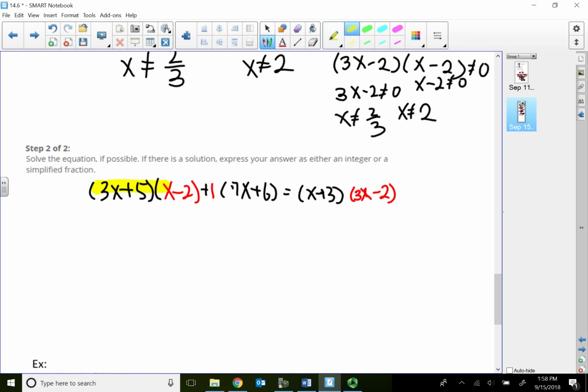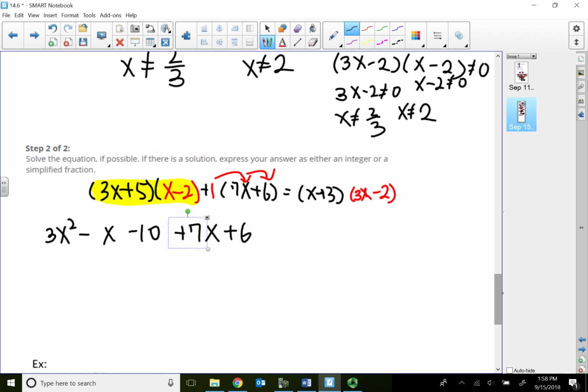Alrighty, so now let's multiply this out. These two terms, let's do a quick FOIL method. The first: 3x times x, 3x squared. The last: positive 5 times negative 2, which is negative 10. My outer is negative 6, my inner is 5x. When combined, that gives me negative 1x. Positive 1, do a distribution. That should be positive 7x and positive 6. Is that right? Make sure that's correct. Yep.